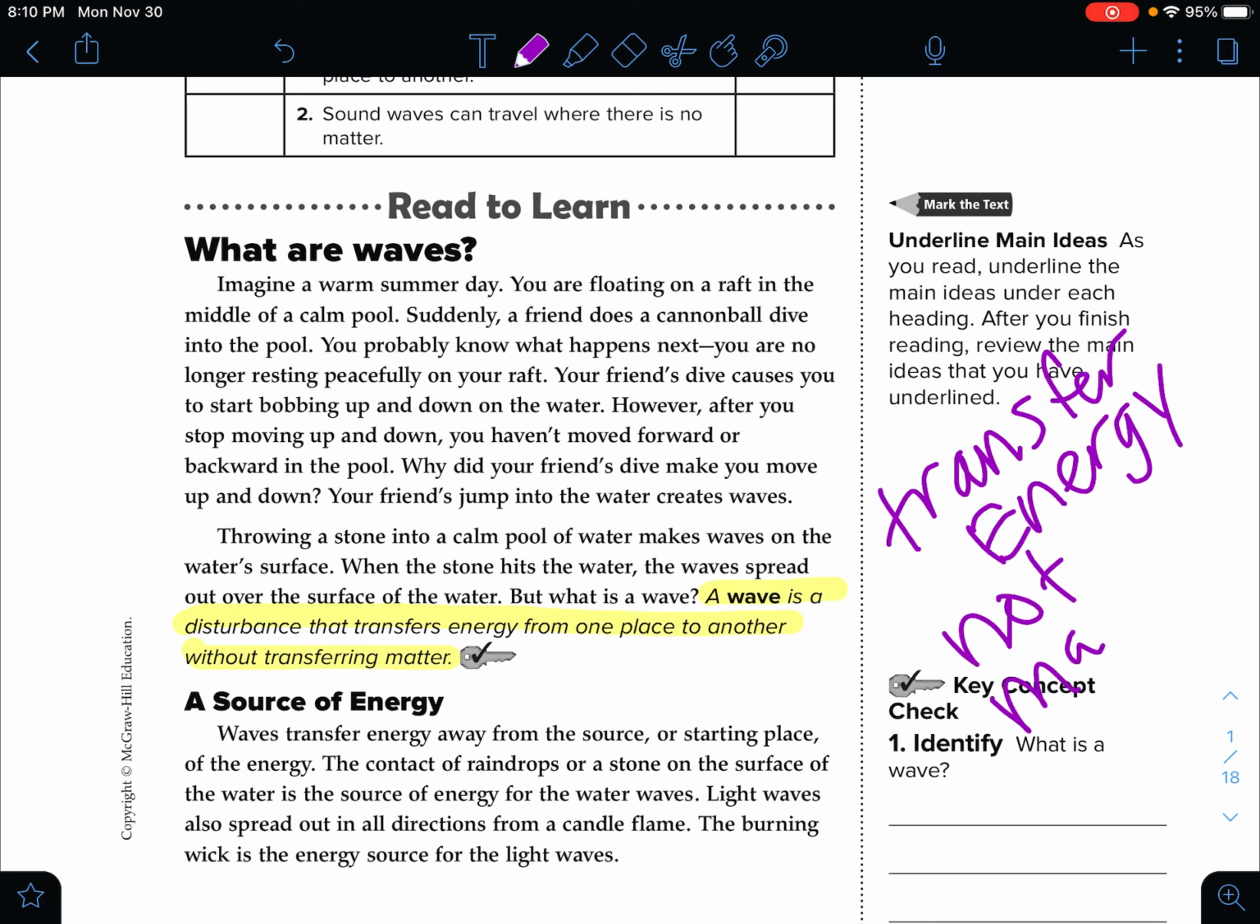So in the example of your friend jumping into the pool, the energy was pushed through the water, and it got underneath your raft, and it lifted you up and back down. But it did not fling you across the pool, okay? So it's not going to transfer matter, but it is going to transfer energy.